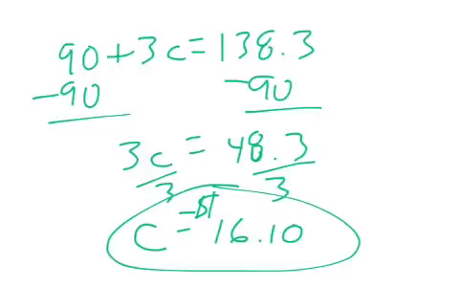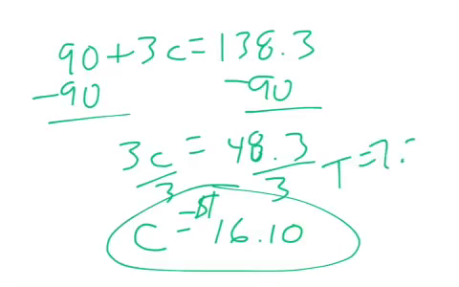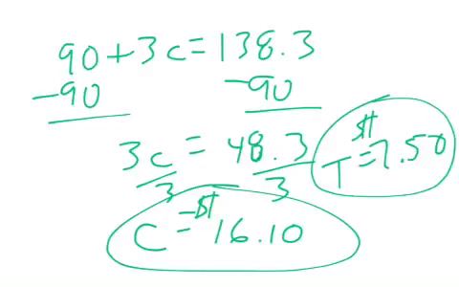Okay, but just finishing up this problem, what do we know? Again, is the tulips were $7.50, right? And we know the crocus were $16.10.